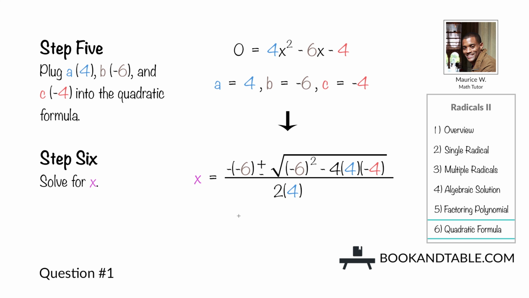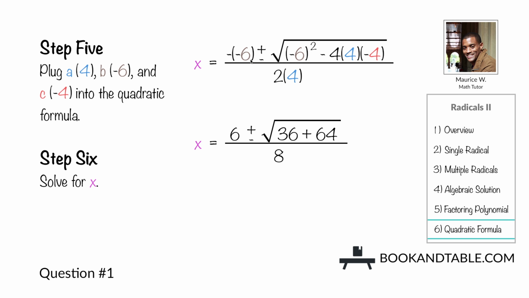So now we want to solve for x by evaluating this expression. Negative 1 times negative 6 is positive 6, plus or minus negative 6 squared is 36, 4 times 4 is 16, negative 16 times negative 4 is positive 64. So then 36 plus 64 is equal to 100. We break this up into 2 fractions, 6 over 8, plus or minus the square root of 100 over 8. We can evaluate this further. The square root of 100 is equal to 10.